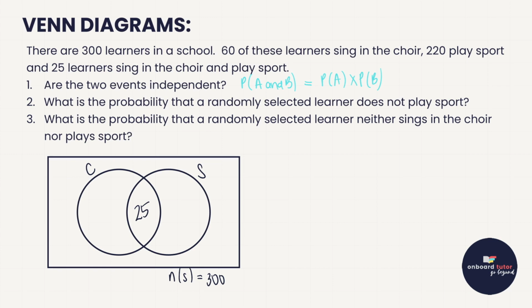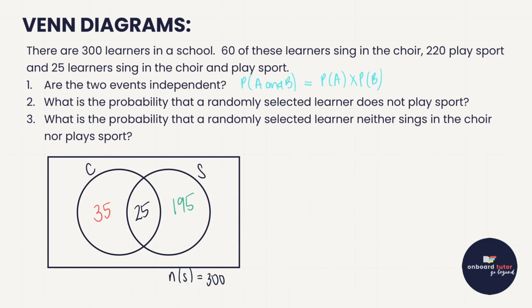Now, if they say 60 sing in the choir, then this total circle needs to be 60, so 60 minus 25 gives me the 35 who only sing in the choir. And then 220 play sport. So 220 is what this entire circle needs to add up to, but 25 of them are already there, so that leaves us with 195 in the sport circle.